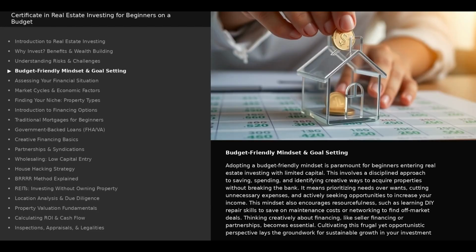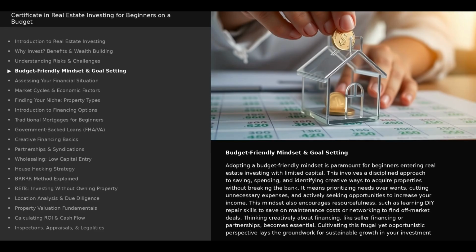Budget-friendly mindset and goal setting. Adopting a budget-friendly mindset is paramount for beginners entering real estate investing with limited capital. This involves a disciplined approach to saving, spending, and identifying creative ways to acquire properties without breaking the bank.